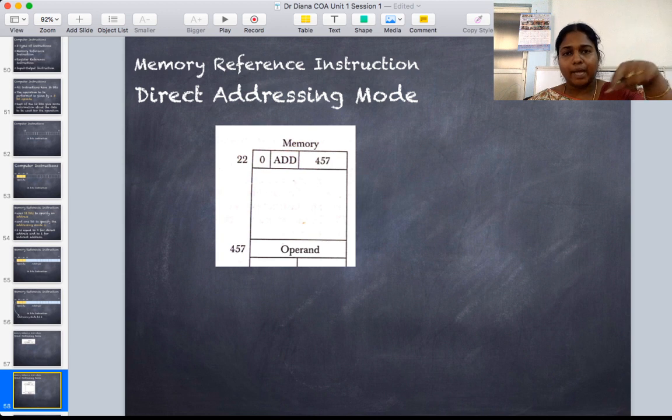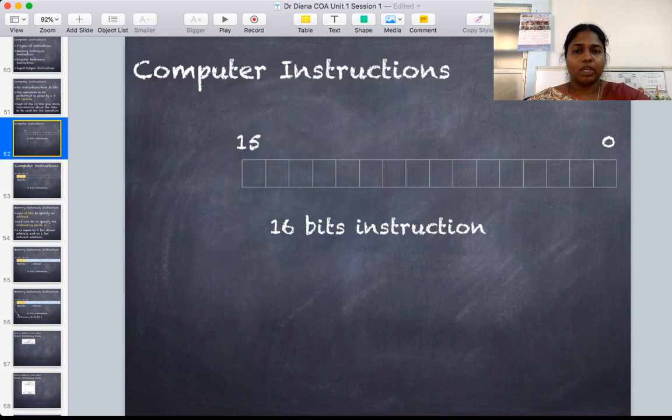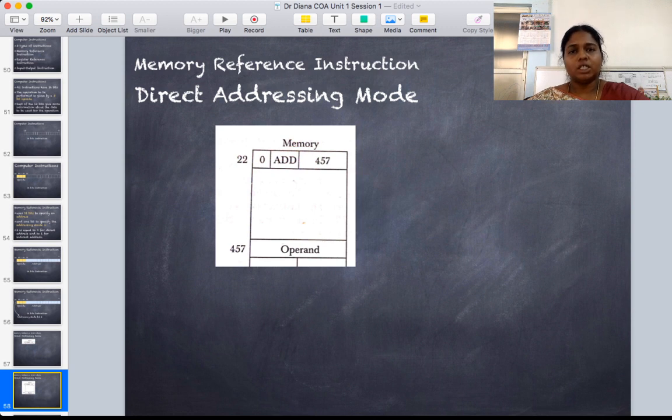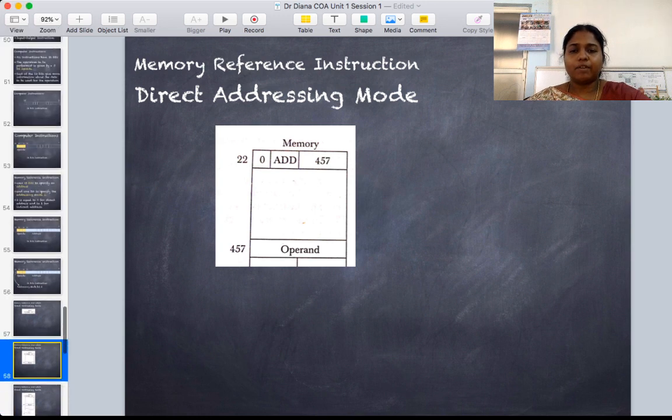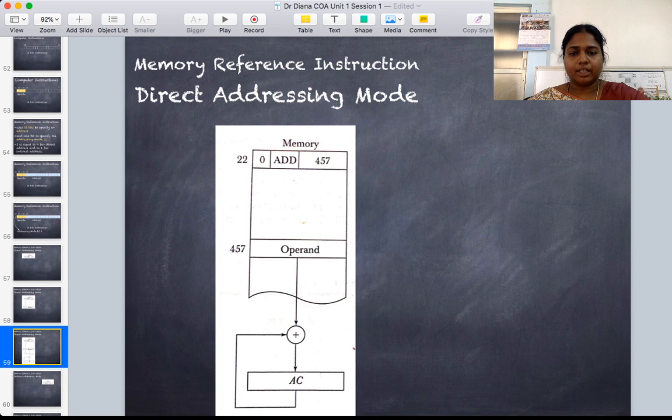It is indicated with the value 0 in the most significant bit of the instruction. If I look here, the 0th location is called the least significant bit, and this is called the most significant bit, right? So direct addressing mode is indicated with 0 in the most significant bit, and 457 directly gives me the address of the operand. When I say add, whatever is there in the accumulator, to that value the operand value is added and the result is stored back in the accumulator. Do you understand this diagram?